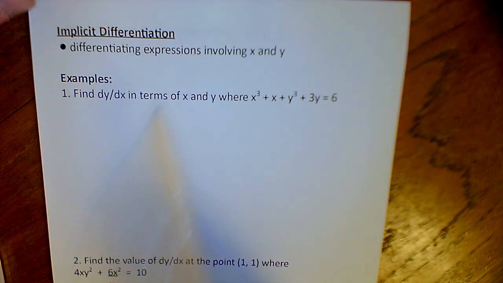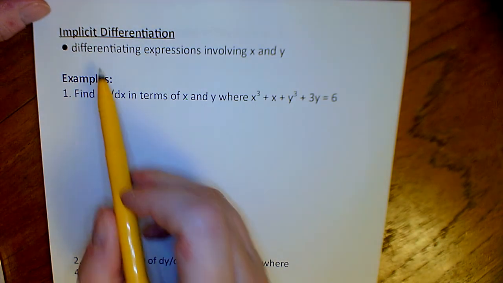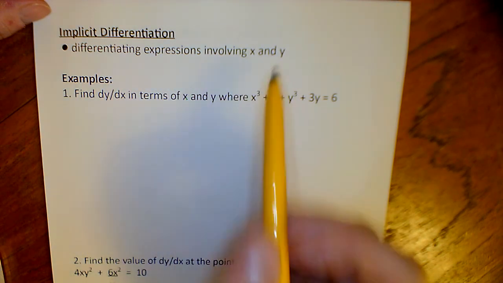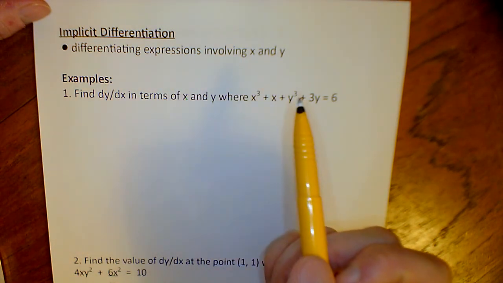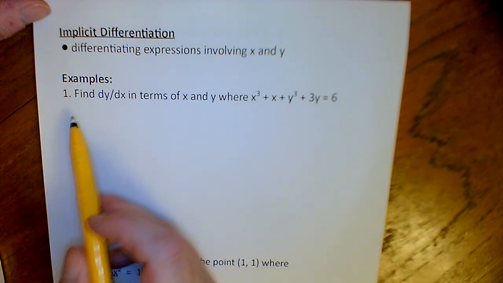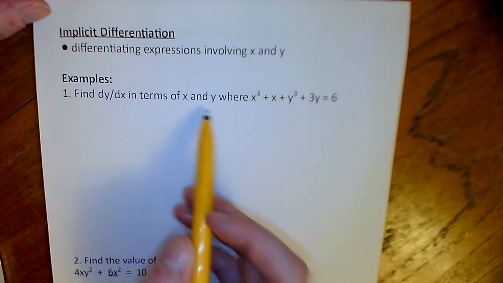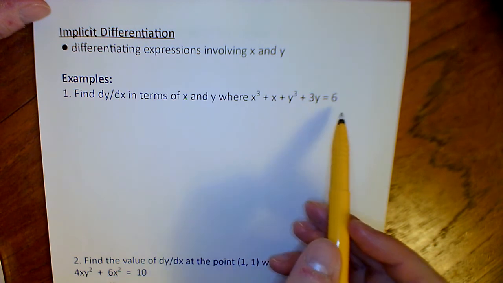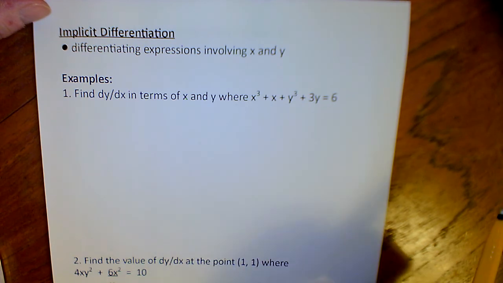Okay, so implicit differentiation then. This is whenever we're differentiating expressions that involve x and y, and they're expressions that we can't write in the form y equals some function of x. So find dy by dx in terms of x and y, where x cubed plus x plus y cubed plus 3y equals 6. So there's no way we could write this as y equals something.